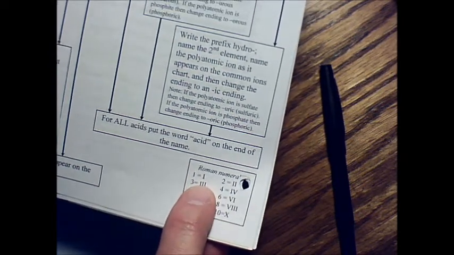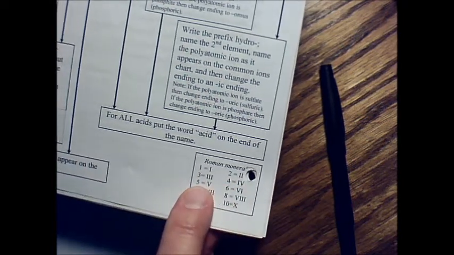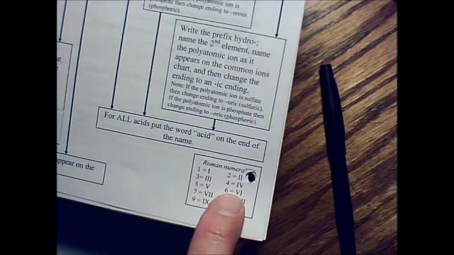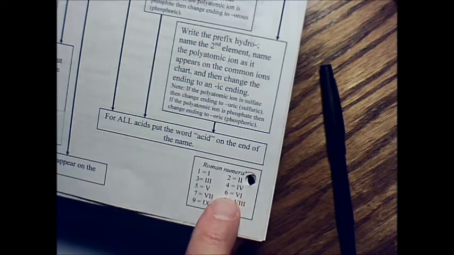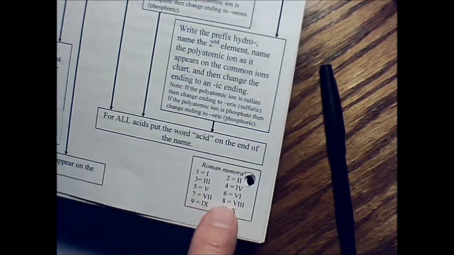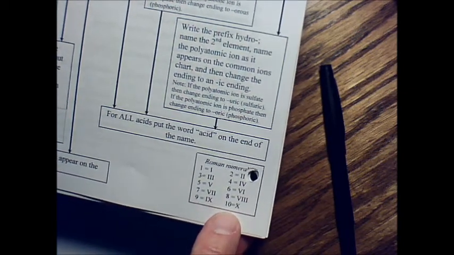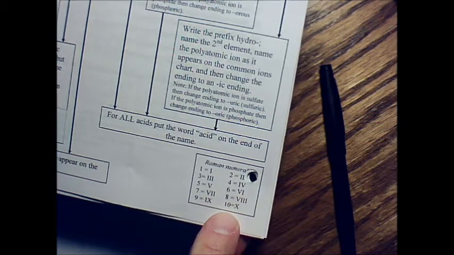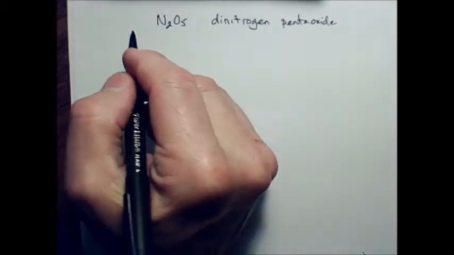So 1 is a single letter I, 2 is a double letter I, 3 is 3 capital I's, 4 is IV, 5 is V, 6 is VI, 7 is VII, 8 is VIII, 9 is IX, and 10 is X. Now, Roman numerals, they used to teach this stuff when I was in school, and I think we started in 3rd grade, we learned about Roman numerals. It's an addition and subtraction system.